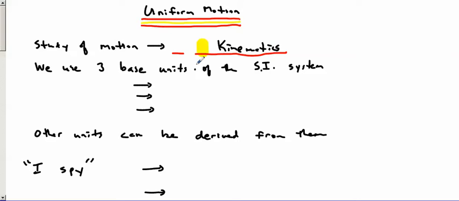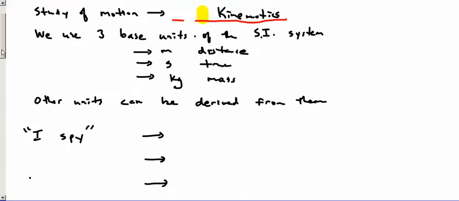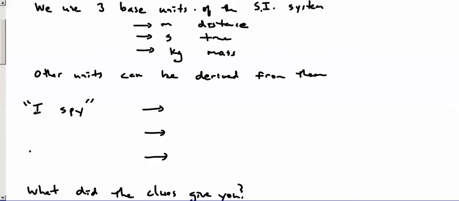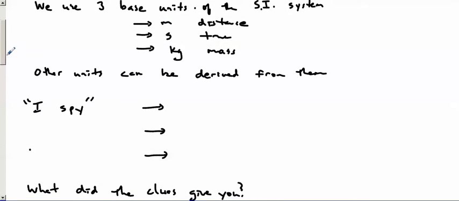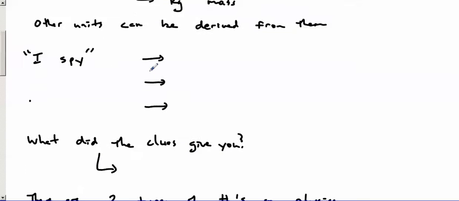And in kinematics, because I really like to talk about units, we use three of the base units of the SI, System International, or metric system. We use the meter for distance, the second for time, and the kilogram for mass. And all the others we can derive from them, like force is measured in newtons, and they're a combination of meters, seconds, and kilograms.